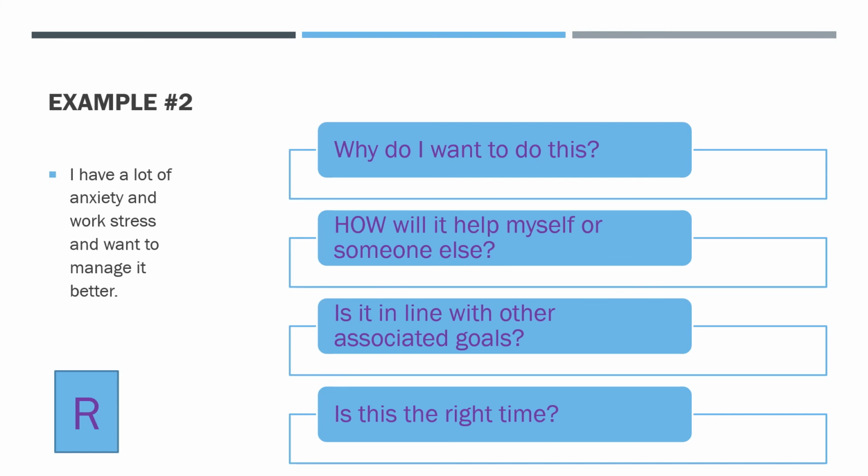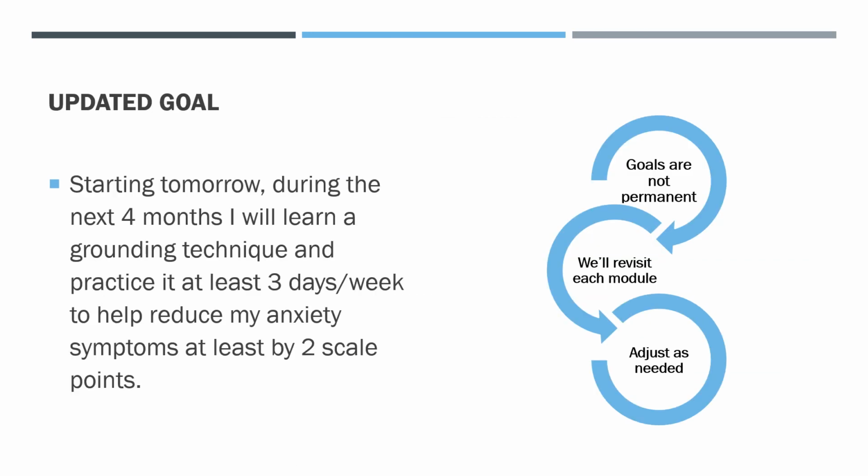It will help me, but it also can help those that interact with me as well, that I won't be perhaps so anxious at different times, and I'll be able to work on those group projects in a more timely manner. Is it in line with other goals? Yes, it is, because I want to do better academically, and I really want to feel confident in my job. So the updated goal is, starting tomorrow, during the next 4 months, I will learn and practice a grounding technique at least 3 days per week to help my anxiety symptoms by 2 scale points.